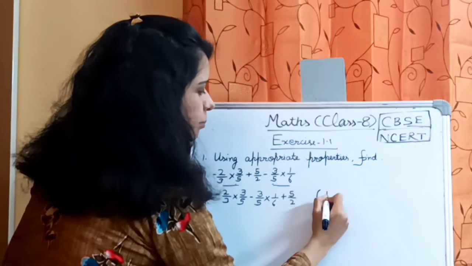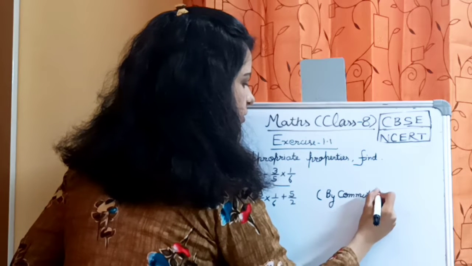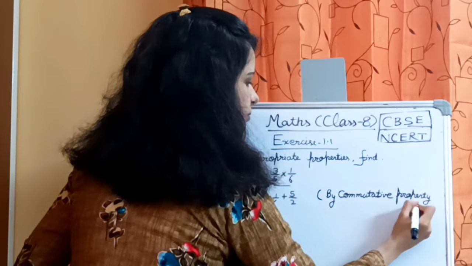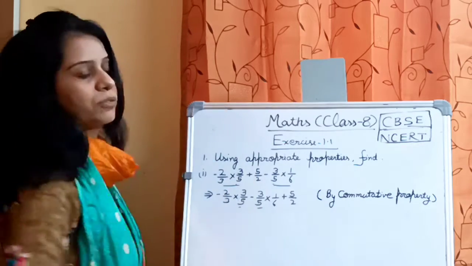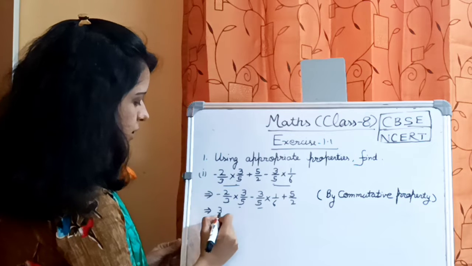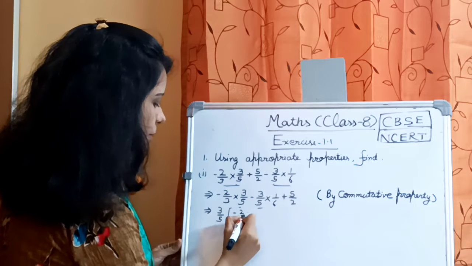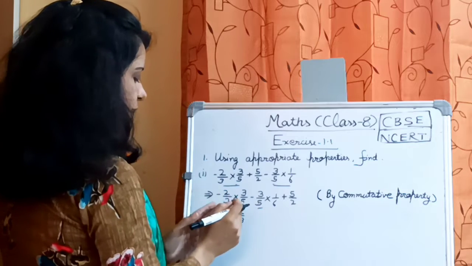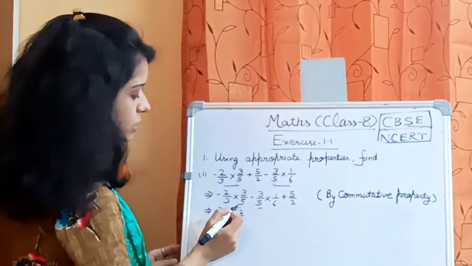So, here we'll write by commutative property. Okay? So, here we can see that 3 upon 5 and 3 upon 5 is common in these two terms. Now we can write it as 3 upon 5 minus 2 upon 3. Here 3 upon 5 multiplied by minus 2 upon 3. When we write 3 upon 5 outside, then we'll write the remaining term of this whole term. Okay?